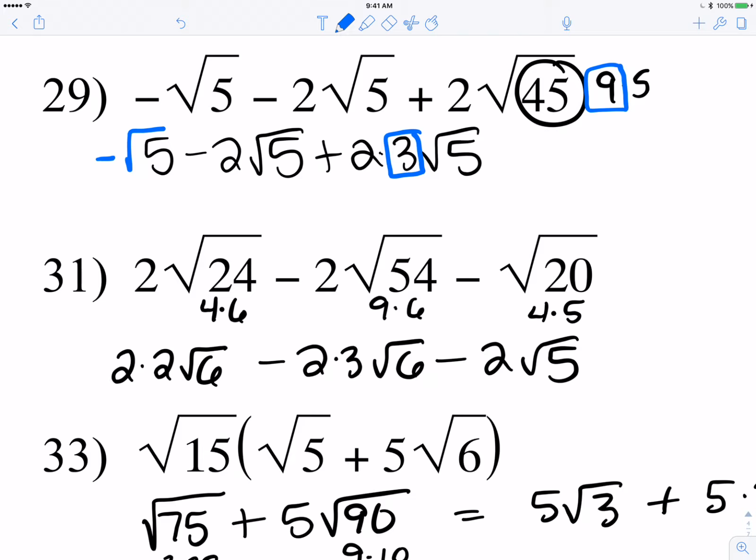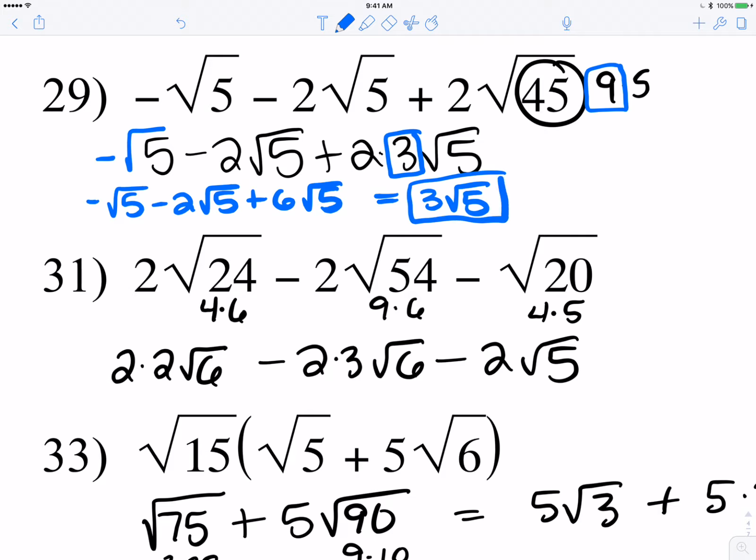So all of these are square roots of 5. They can all be added and subtracted to each other. So we have a square root of 5 minus 2 square roots of 5 plus 6 square roots of 5. So negative 1 minus 2 is negative 3 plus 6 is positive 3. So you get 3 times the square root of 5 as your final answer.